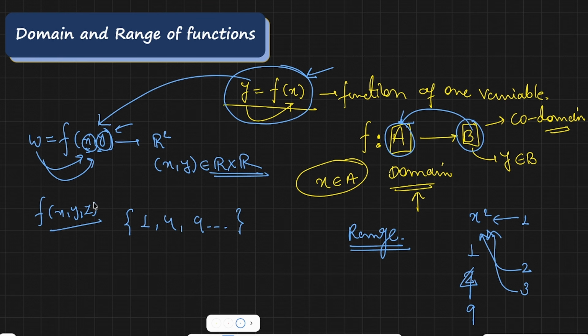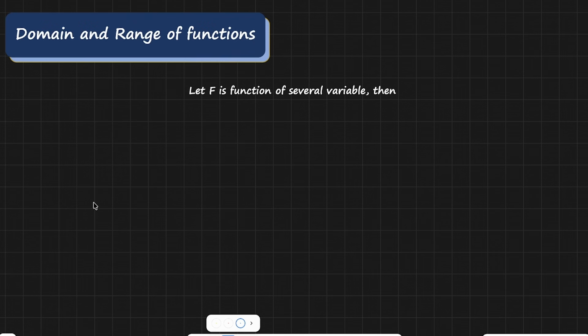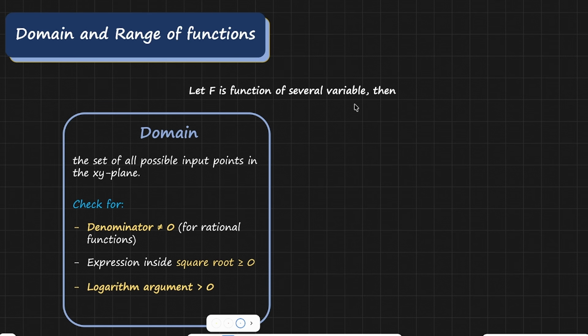Now come to the point: how to find the domain and range of a function of several variables. When we have this kind of problem in your exams, how to tackle that problem is our ultimate goal. Let's say my f is a function of two variables here, then the domain is the set of all possible inputs in the xy plane. Because of that, the graph of this function of two variables will be in the 3D case.